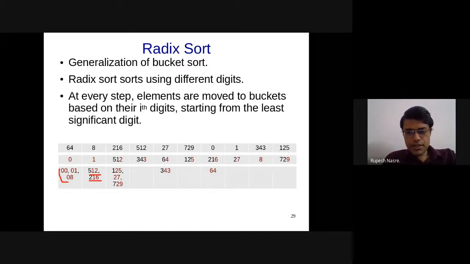Murari says these are in bucket 0, then 125, 216, 343, 512, 17. Yes, it will be sorted according to this, but assuming that the pipe indicates different buckets, these are not going to be in the same bucket. Right? So 125 will be in bucket number 1, 216 in bucket number 2, 343 in bucket number 3, 512 in bucket number 5, 729 in bucket number 7. I hope that is what you intended to say via this.